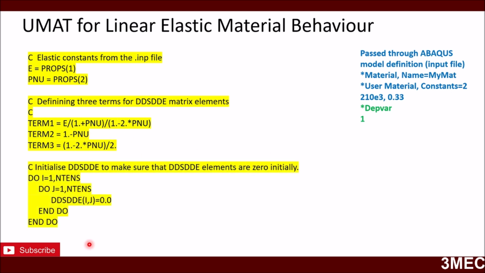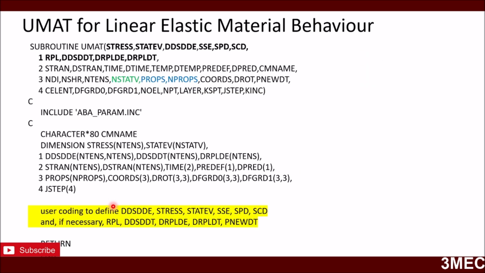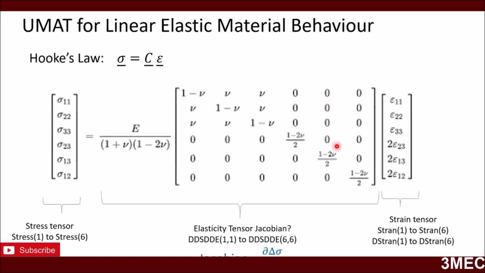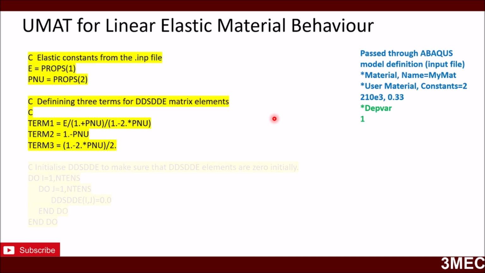Also, I now assign DDSDDE, which is the Jacobian, to be 0. This is a nested loop, you see 1 to ntens, and ntens is 6 in this case. If it's a 2D case, it will automatically become 4 for plane strain or axisymmetric case. So this will become 6 by 6, and I am assigning everything to be 0 because a lot of terms in this matrix are 0. So I first make everything 0, and now I'm only going to compute the ones which are non-zero in this matrix to save time. That's what I have done here.